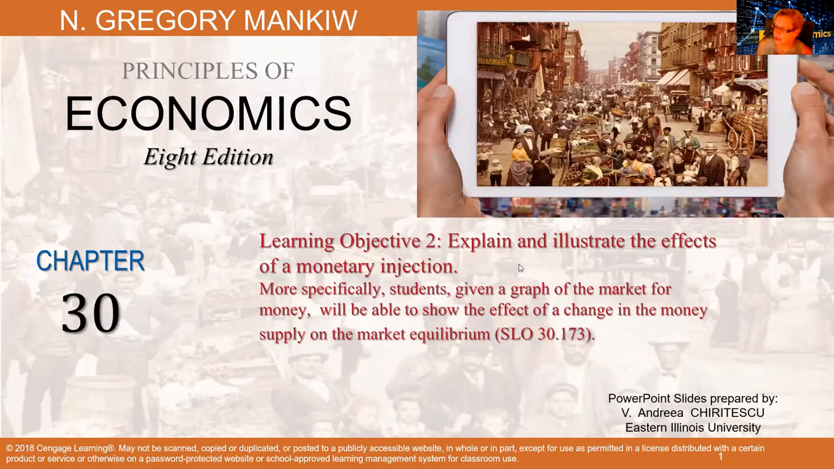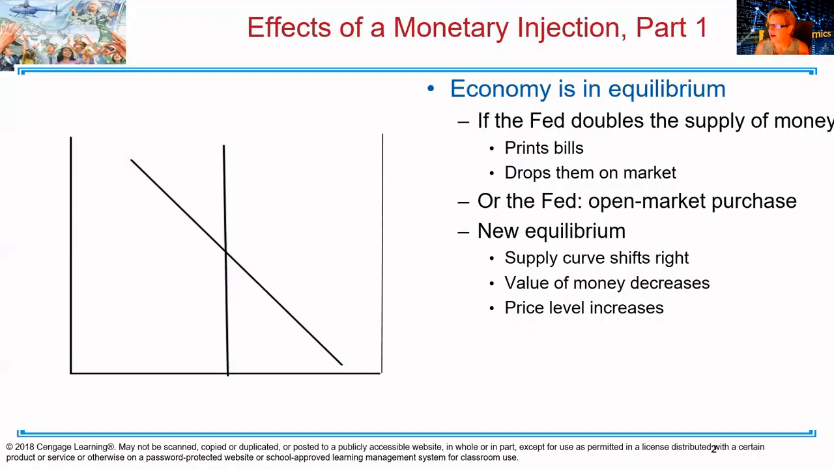So we're going to explain and illustrate the effects of a monetary injection. So what is a monetary injection? Remember, that's the Fed increasing the money supply. The Fed can increase the money supply using several things. They can sell U.S. Treasury bonds. So that's actually backwards. They can buy U.S. Treasury bonds. They can also decrease the required reserve ratio, and they can also decrease the discount rate.